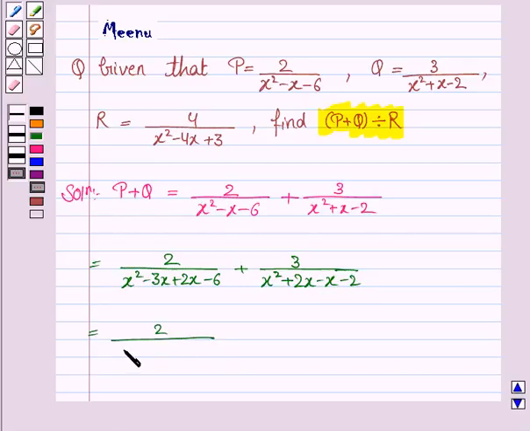to 2 upon, now taking x common from the first two terms, we have x into x minus 3, and taking 2 common from the last two terms, we have 2 into x minus 3, plus 3 upon, again we take x common from the first two terms, we have x into x plus 2. Now we take minus 1 common from the last two terms, we have minus 1 into x plus 2.